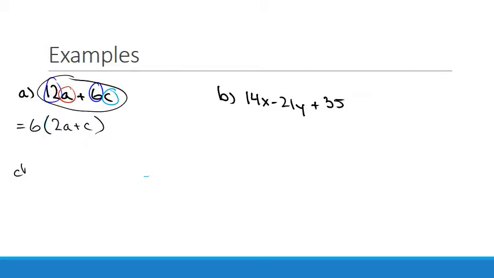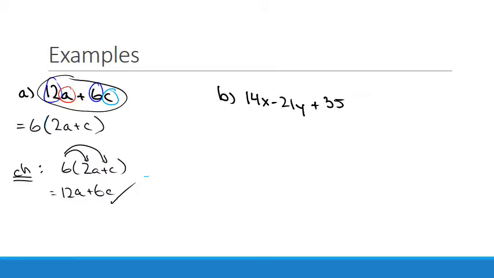The nice thing about factoring is you can check your answers. So now I can use the opposite operation, multiplication, and see if I get back to my answer. That is going to be 12a plus 6c. That's what I began with, so perfect. I'm correct. Let's look at our next one.